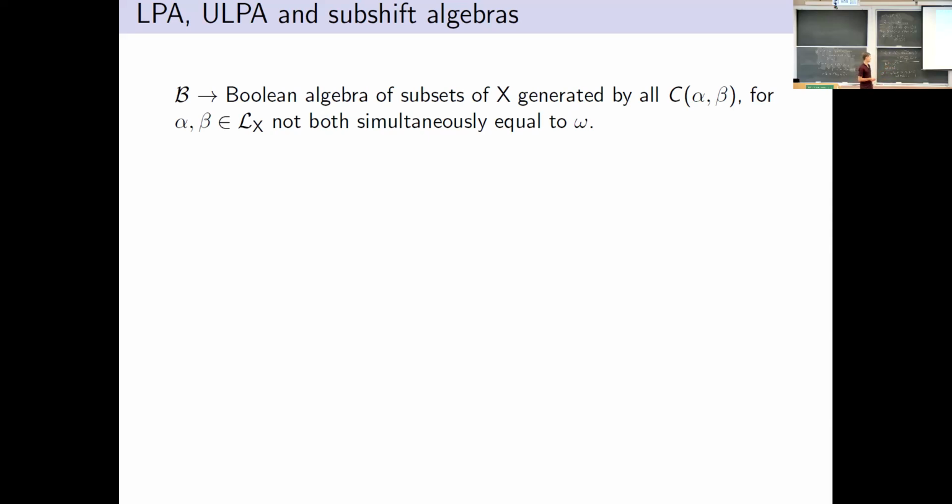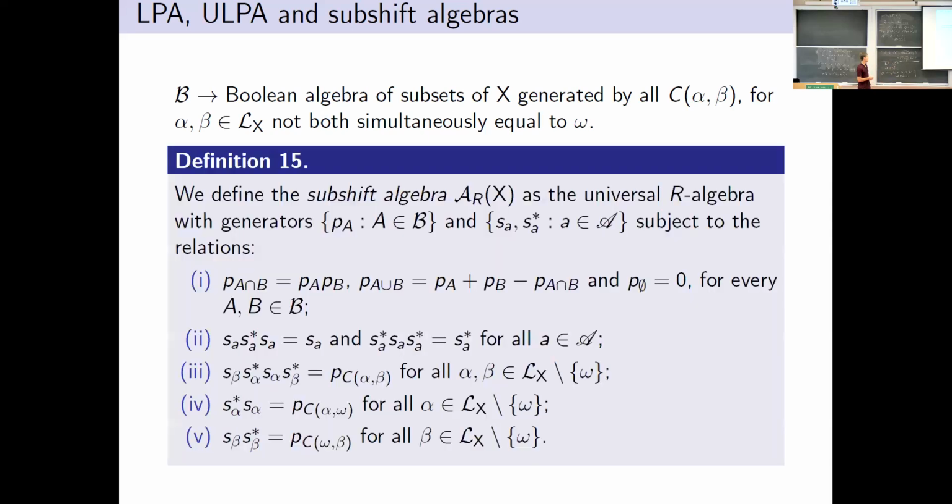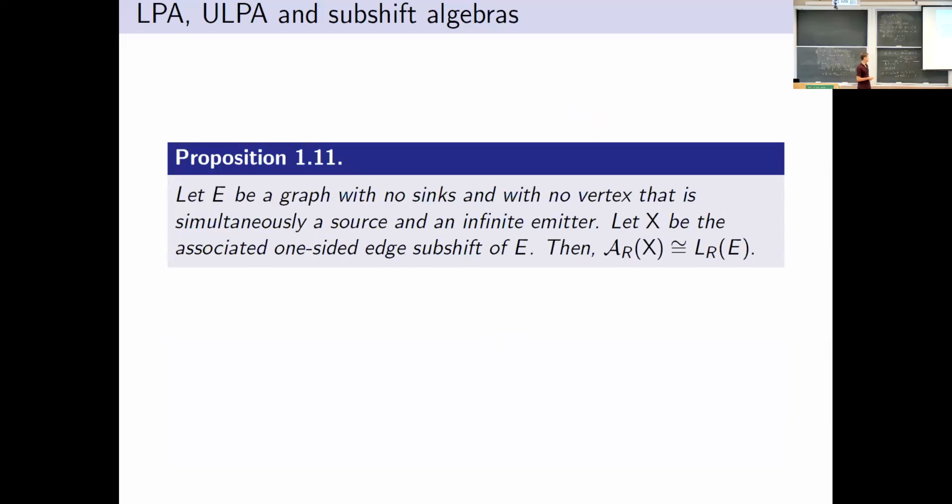So there is also a non-unital version of these algebras, where when we build the Boolean algebra we just take the unit out, and then we define the algebra exactly the same way. But since you're not allowing the identity, the empty word, we have to include conditions 4 and 5 to guarantee that the projections associated with the cylinder sets and the Fuller sets are in this algebra, as described in these relations. So we have the non-unital version, and then we can show that if you have a graph with no vertex that is a source and an infinite emitter simultaneously, then it's a subshift algebra.